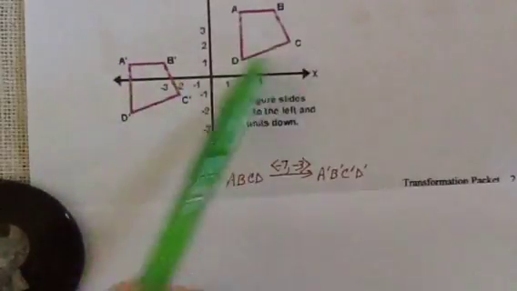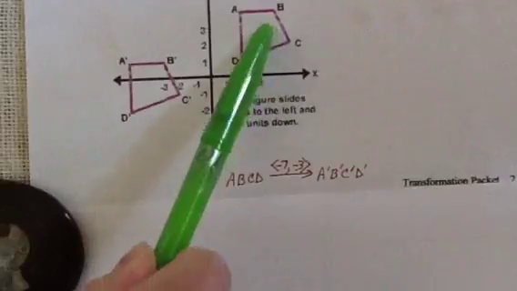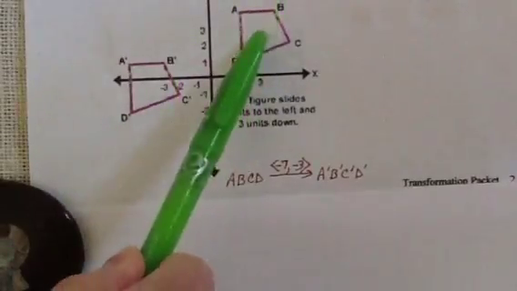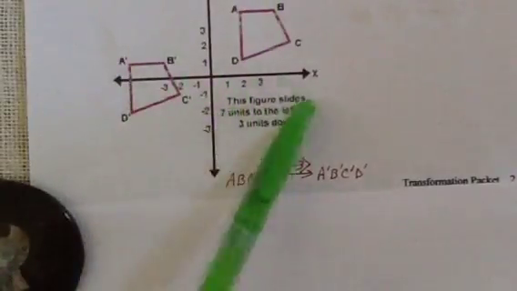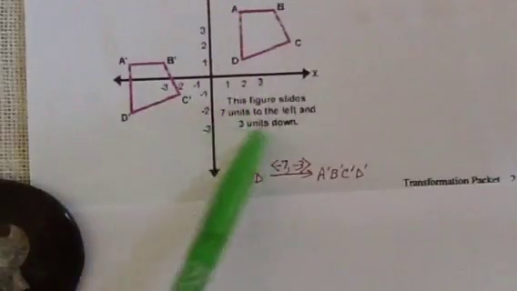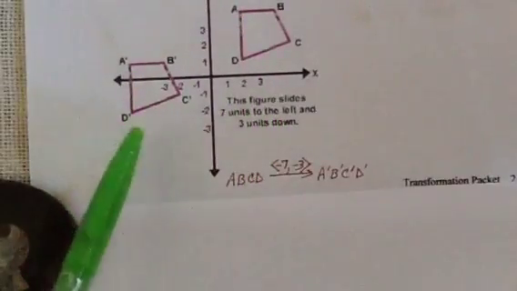A lot of students just go left to right. You have to look at the notation. So this is the pre-image, this is the image. The figure here slides to the left 7 and down 3.